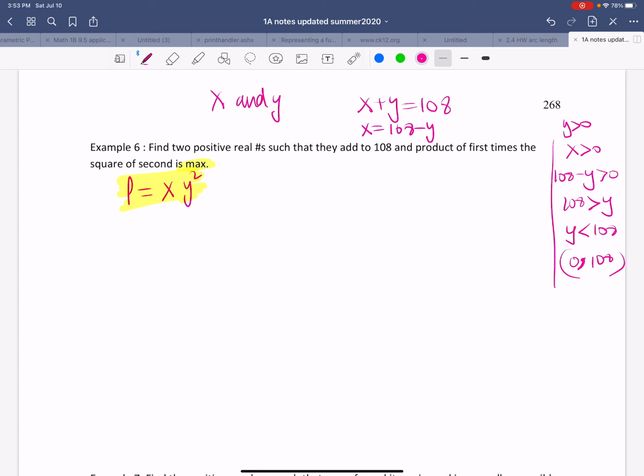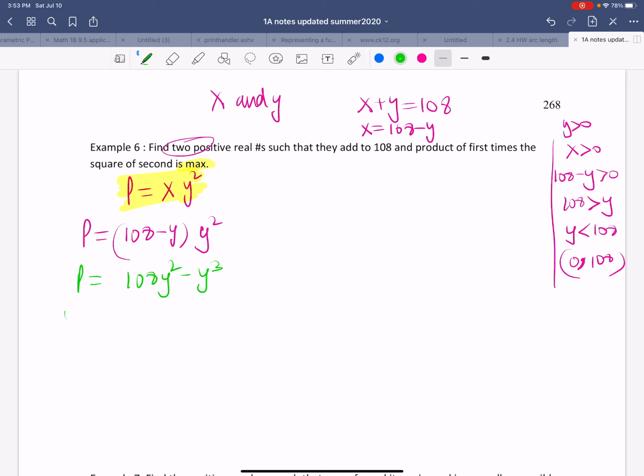The number cannot equal 0, and it cannot equal 108, because if it does, then the other number will be 0. I wouldn't have two numbers, and that was one thing I was told, that there are two numbers. Okay, so let's express this function in terms of y only. Instead of x, I'm going to write 108 minus y times y squared. This leaves me with p equals 108 y squared minus y to the third.